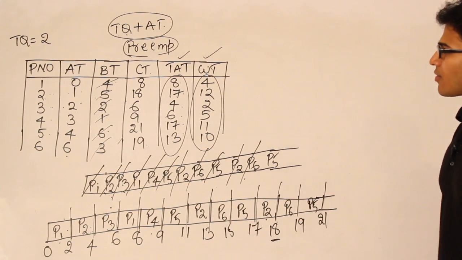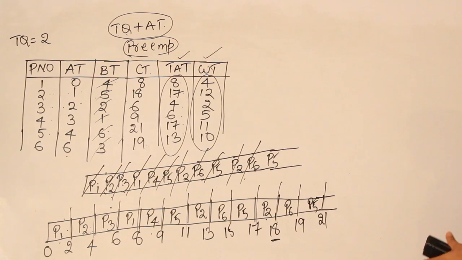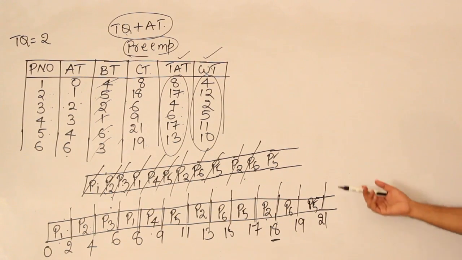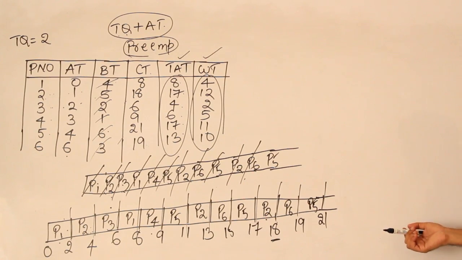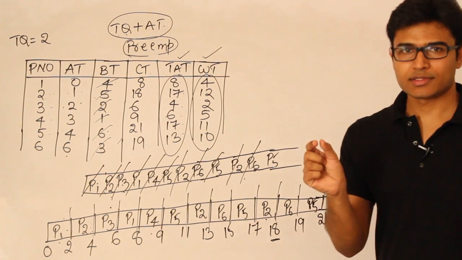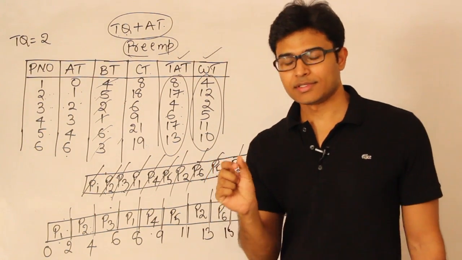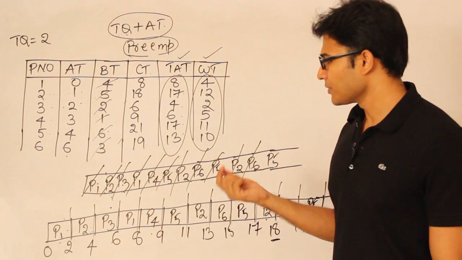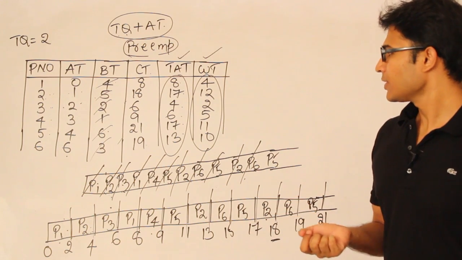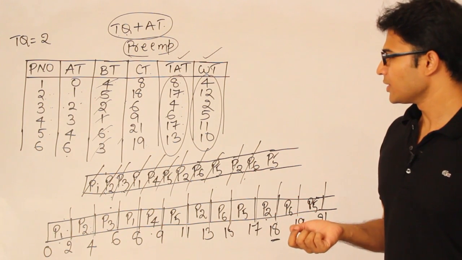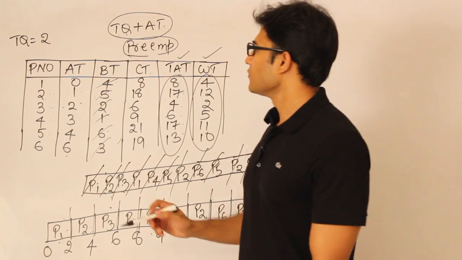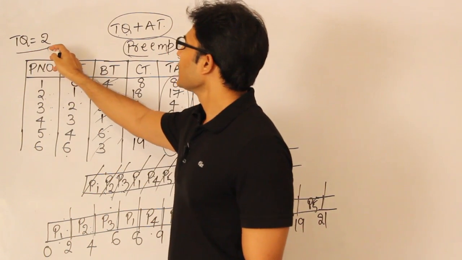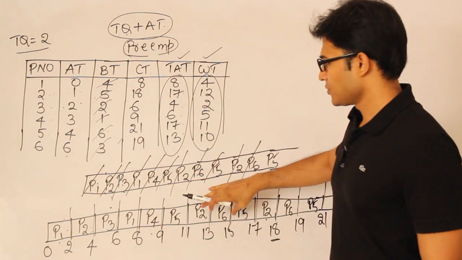Now, as the time quantum increases, the context switches will decrease, or if you have a very small time quantum, then the number of context switches increases. I'll just show you with an example what happens if I increase the time quantum. See, if time quantum equals 2, then we got this. This is the Gantt chart, right?